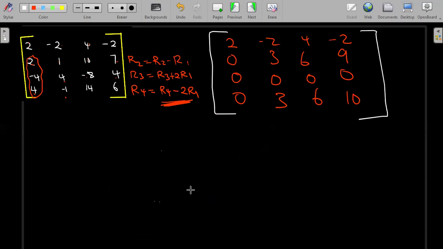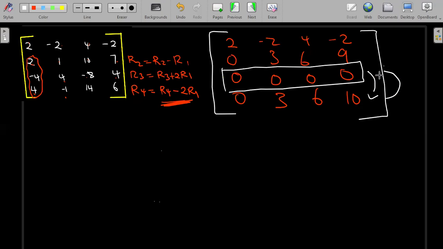Okay, but that matrix is not in row echelon form. So what are we going to do to that matrix? Okay, so the first thing I can see, I have a 0 row there. So you want to make this row go to the bottom. So what we are going to do, we are going to do a row swap. This third row will become the fourth row.